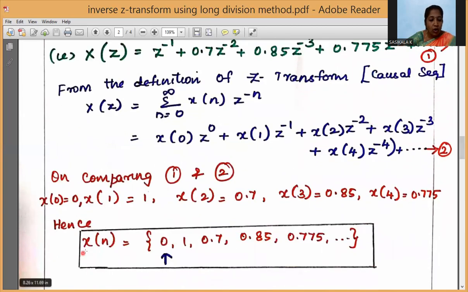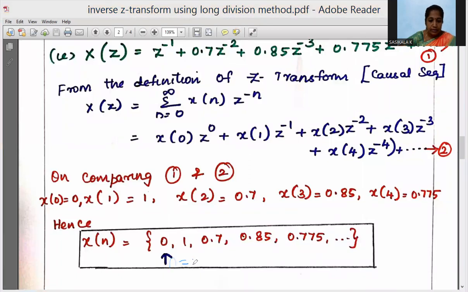So hence small x of n, because when we take the inverse z transform of capital X of z, we will be getting small x of n, which is equal to 0, 1, 0.7, 0.85 and 0.775. And why I am putting this arrow mark is, this arrow mark indicates that n is equal to 0. Okay, so wherever you find this arrow mark in a sequence, it implies that this is n equal to 0 and this is your x of 0 term.